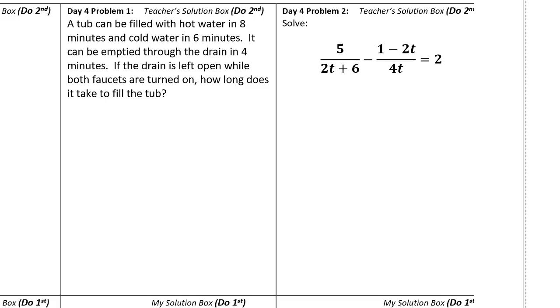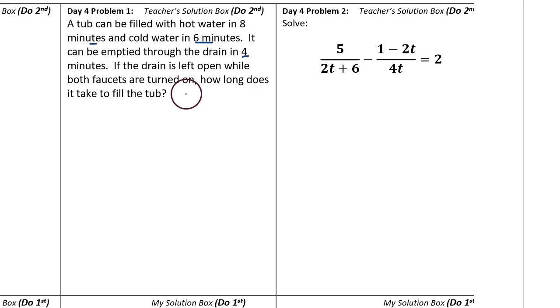Here's the solution for day 4, problem 1. A tub can be filled with hot water in 8 minutes and cold water in 6 minutes. It can be emptied through a drain in 4 minutes. If the drain is left open and both faucets are turned on, how long does it take to fill the tub?